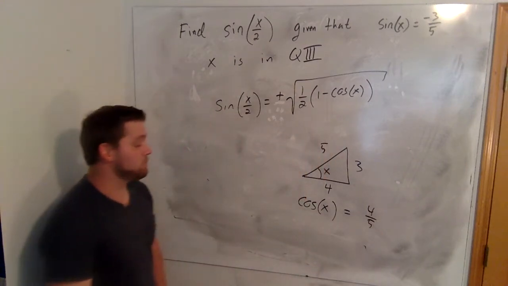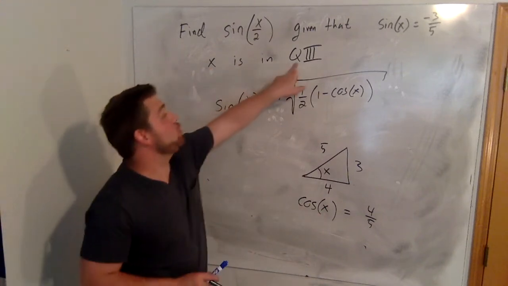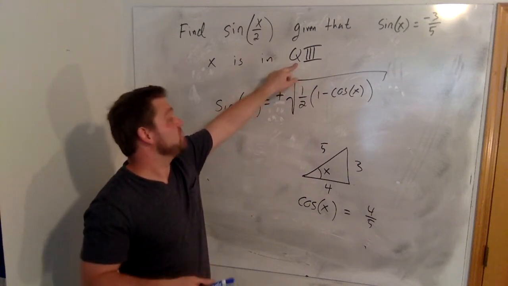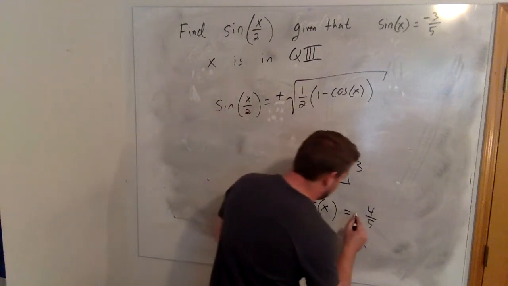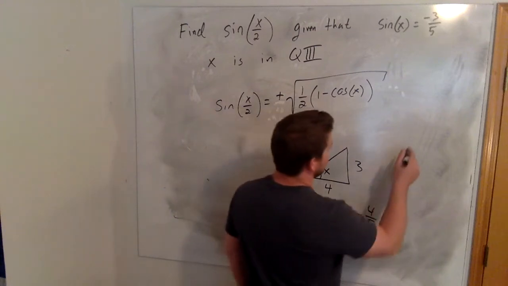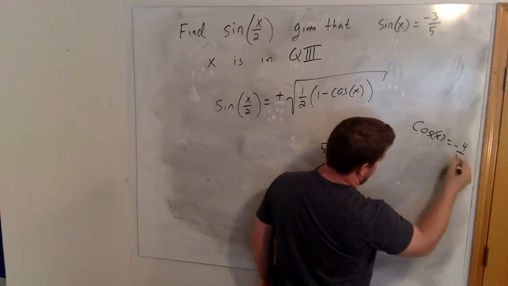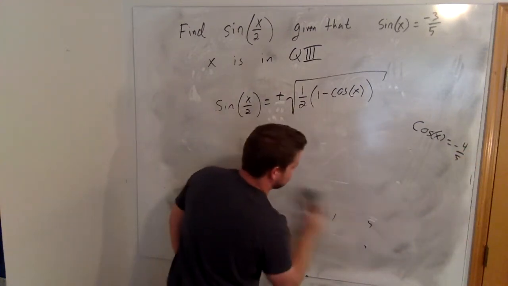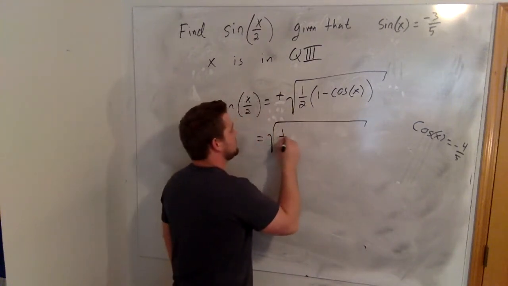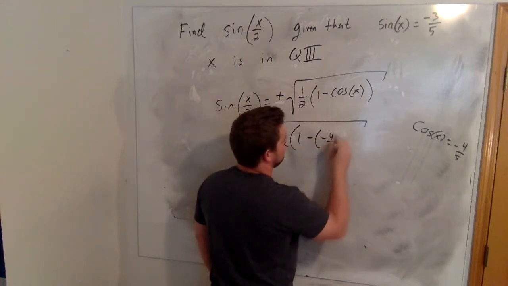Now, where do I choose a plus or minus? I have to pay attention that I'm thinking about x, not x over 2. x lives in quadrant 3. Is cosine positive or negative in quadrant 3? Well, cosine is negative in quadrant 3, so we'll need to put a negative here. Okay, I'll plug and chug from here. Let's write here that we know that cosine of x is equal to negative 4/5. So this will be the same thing as the square root of 1/2 times (1 minus a negative 4/5).